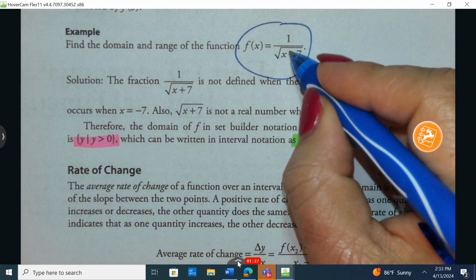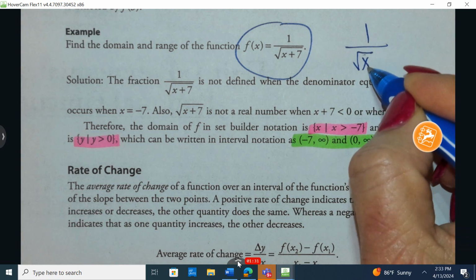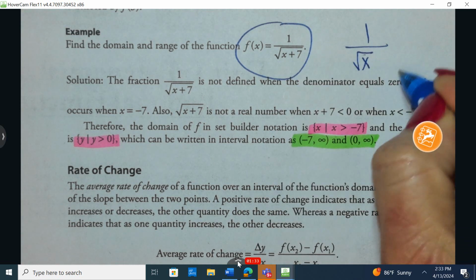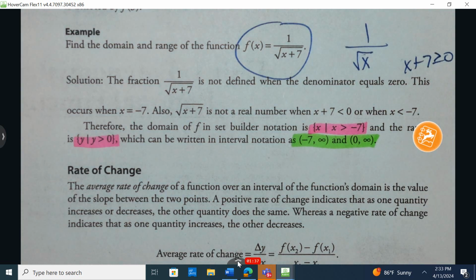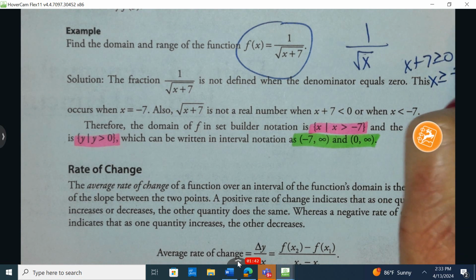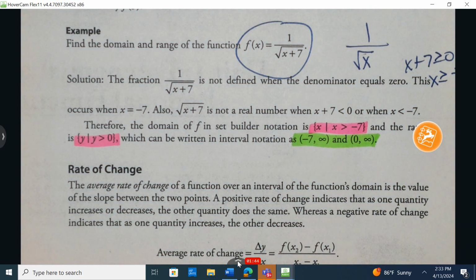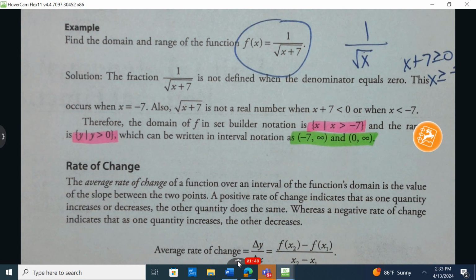So our domain, we know that the value inside this radical here at the minimum could be 0. So if I take this quantity, x plus 7, and I say this quantity has to be greater than or equal to 0, I'm able to solve, right? And so x's have to be greater than or equal to negative 7. Now, this just shows two different ways that we can represent both the domain right here, and we can also see the range in this position.